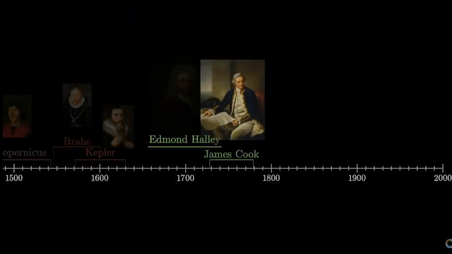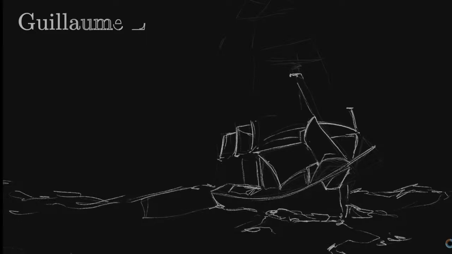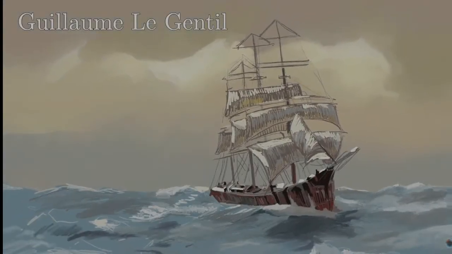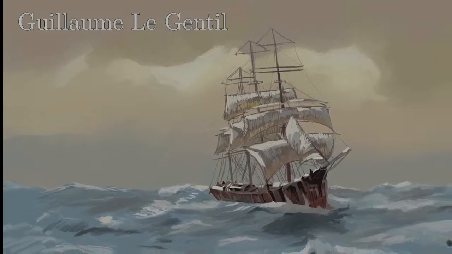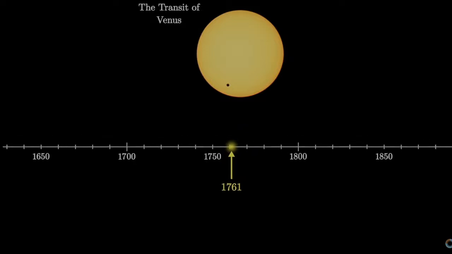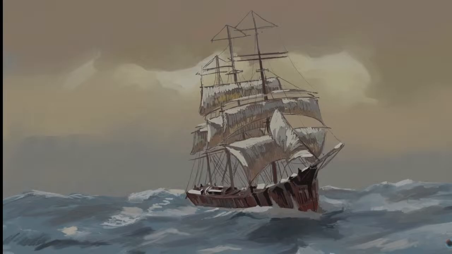It was Edmund Halley who originally came up with this idea, but sadly he didn't live long enough to see it come to fruition. Before moving on, I simply have to tell you the story of Guillaume Le Gentil. He was another explorer also tasked with making one of these measurements for the transit of Venus. Specifically, he was going for the one in 1761, but he was delayed by the Seven Years' War and still at sea when the transit happened, so he was unable to make the measurement.